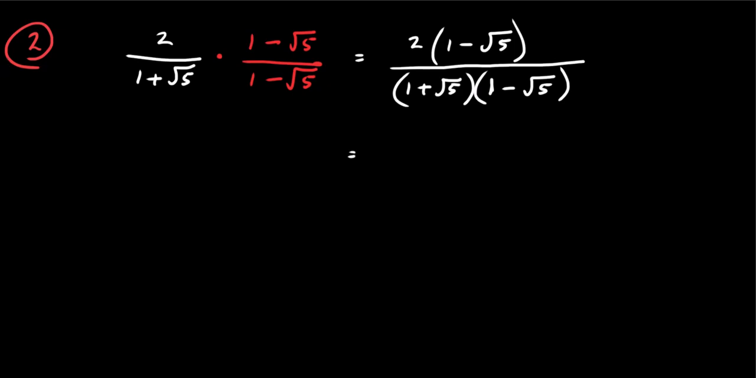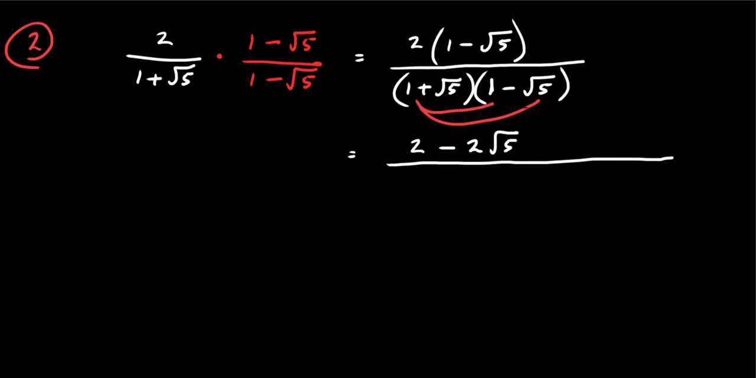So 2 times 1 is 2, plus times minus, minus, and 2 times root 5, well, it's just 2 times root 5. On the bottom then, we need to multiply out these two brackets. Now the way you're going to do this is you need to multiply 1 by 1 and 1 by minus root 5. And then you multiply plus root 5 by 1 and then plus root 5 by minus root 5. So you multiply everything in the first bracket by everything in the second bracket.